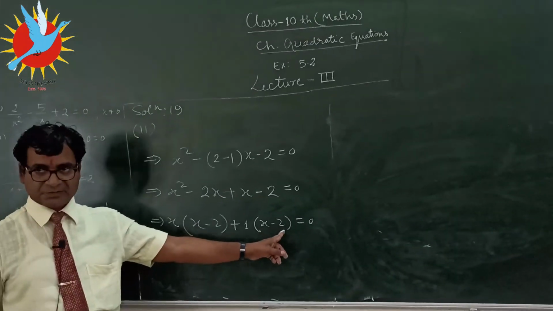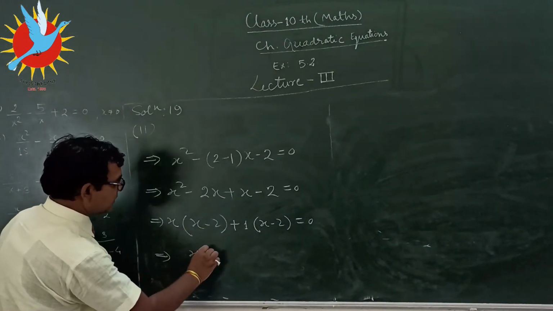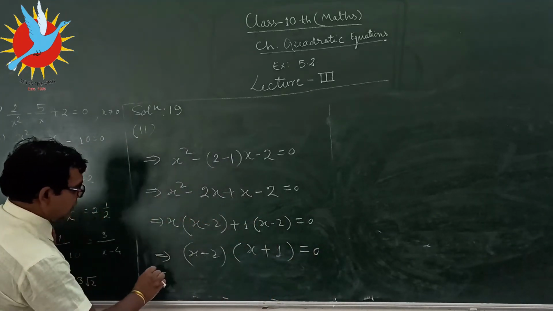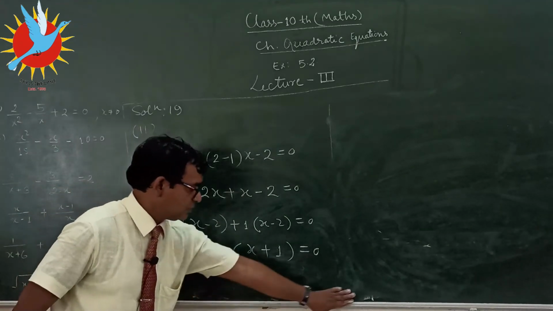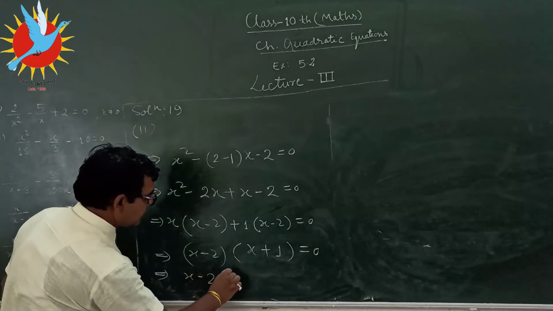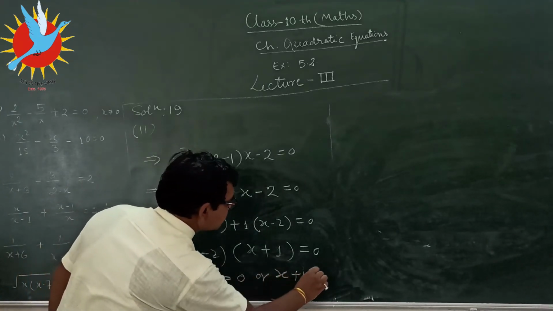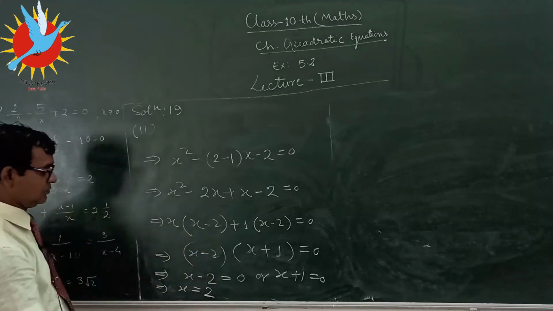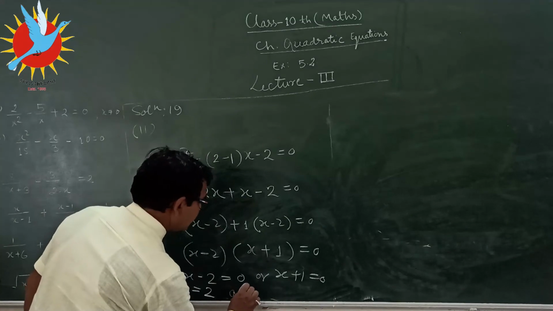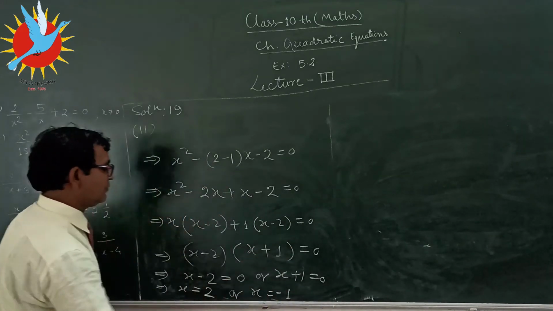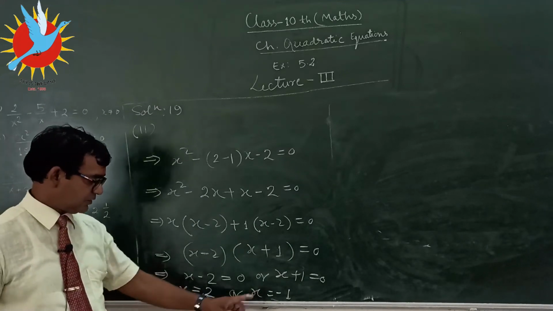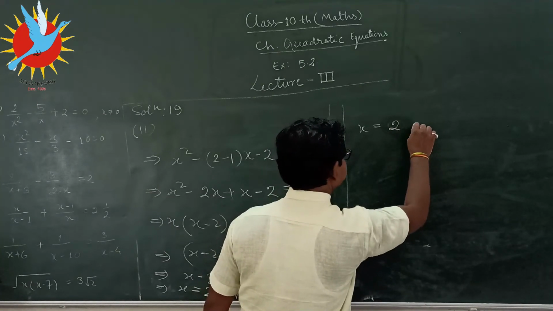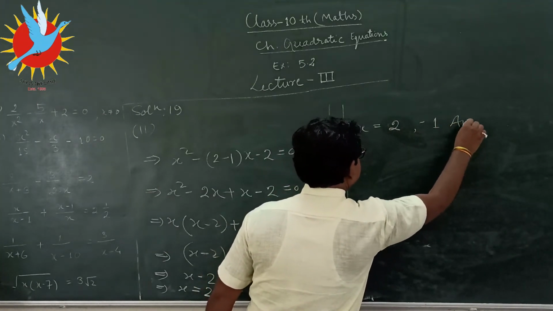Now x minus 2 and x minus 2 would be common. This will become (x minus 2)(x plus 1) equal to 0. Now either this is 0 or this is 0. Taking x minus 2 equal to 0 and x plus 1 equal to 0, solve this. This gives x equal to 2, and this gives x equal to minus 1. Now the solution of the given equation is x equal to 2 and minus 1.